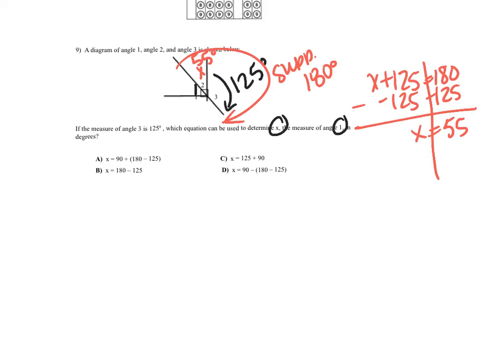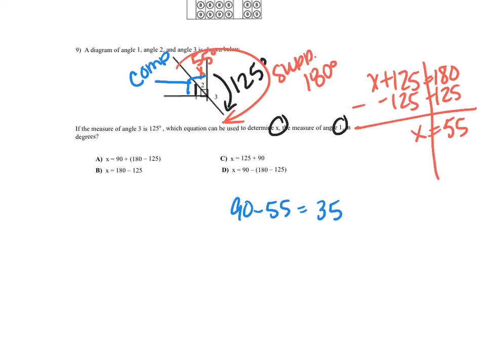Okay, and so my last angle, I know that these two are complementary. So that means they add up to 90. So I would say 90 minus 55 equals 35. That's how I solved that.